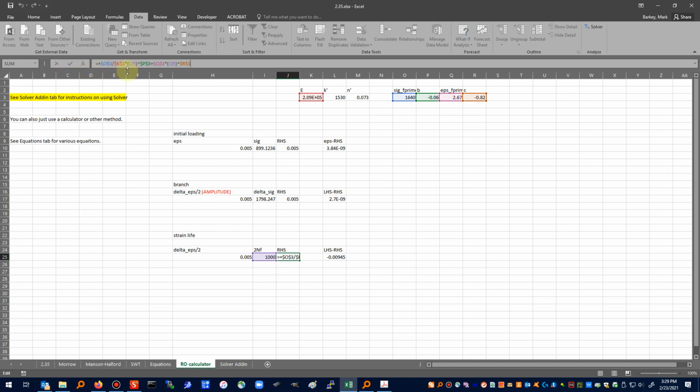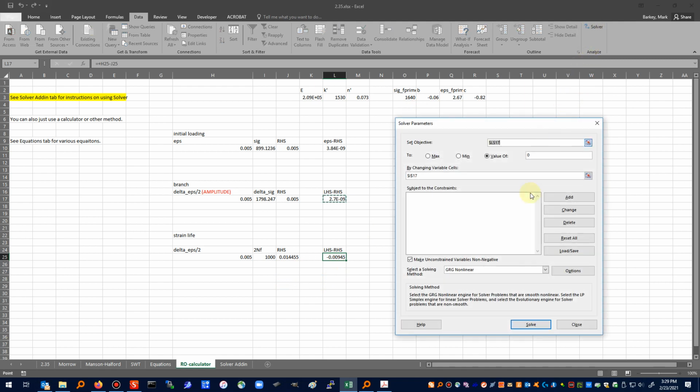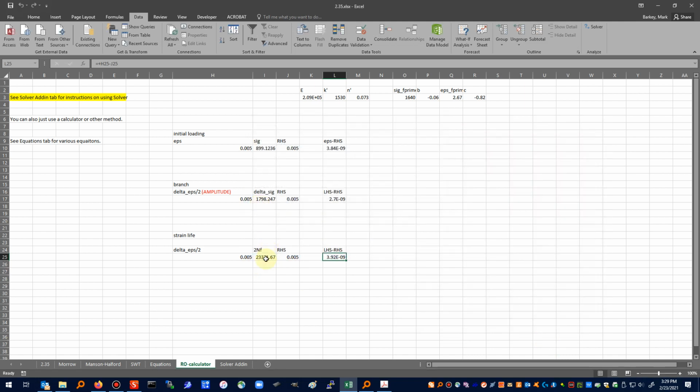Sigma f prime over E times 2Nf to the b plus epsilon f prime times 2Nf to the c. And here are all of my numbers that I have for this. So by the same reasoning, I'm going to use my solver. I'm going to change this cell to a value of 0 by adjusting this one. And I get 23,372 reversals. 2Nf is reversals.